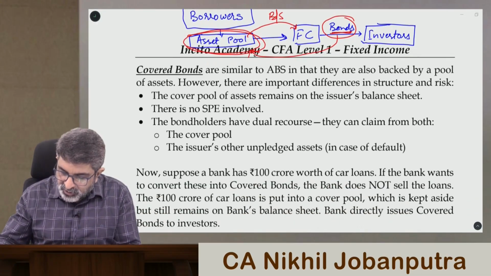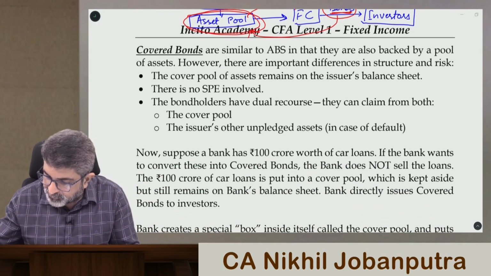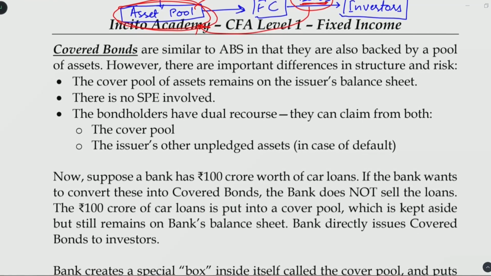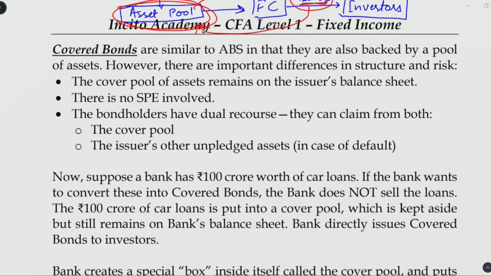So let us read something about these covered bonds, and let me enhance the screen size for you. Covered bonds are similar to ABS in that they are also backed by a pool of assets. However, there are important differences in the structure and risk. The cover pool of assets remain on issuer's balance sheet. I already explained to you, there is no SPE involved. The bondholders have a dual recourse. They can claim from both the cover pool and the issuer's other unpledged assets in case of default.